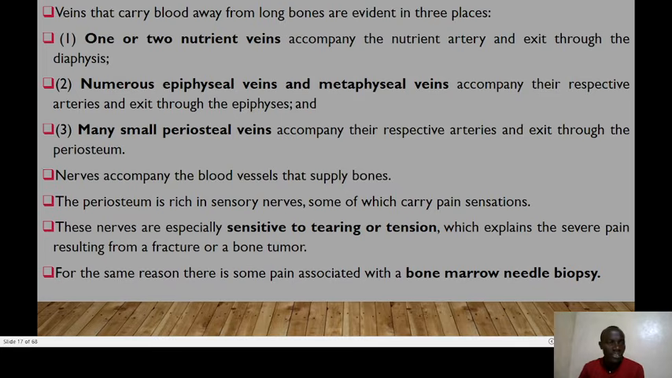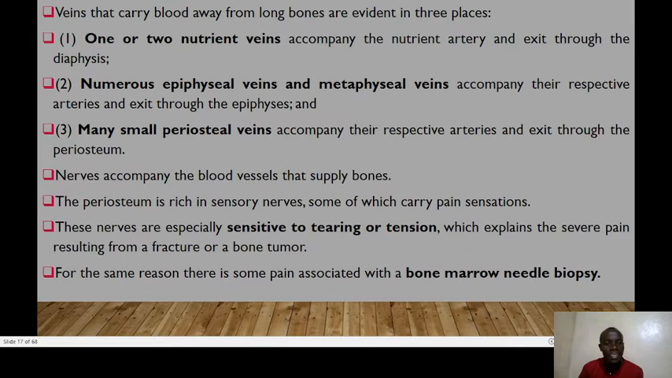What about the venous drainage? Veins carry blood away from long bones and are evident at three places. We have one or two nutrient veins that normally accompany the nutrient artery and exit through the diaphysis. We also have numerous epiphyseal veins and metaphyseal veins that accompany their respective arteries and exit through the epiphysis. And lastly, we have many small periosteal veins that accompany their respective arteries and exit the periosteum.